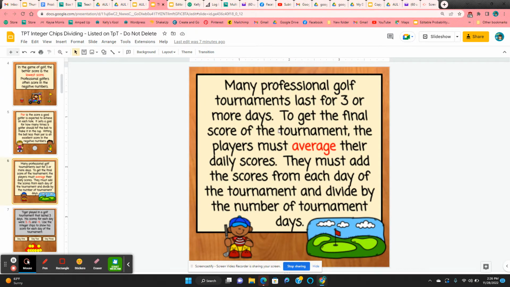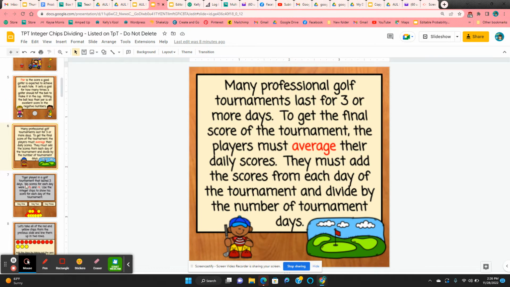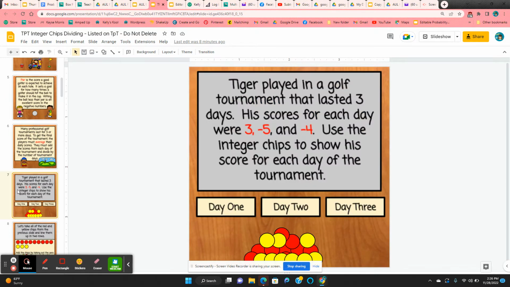If professionals are playing in a tournament, it may be a 3 or 4 day tournament, they have to average their scores. And when they average their scores, they're often dividing integers, negative numbers. So they're given an example. Tiger played a golf tournament that lasted 3 days, and these were his scores.